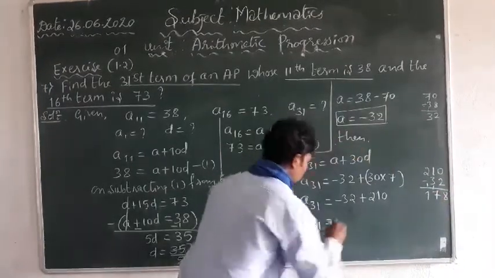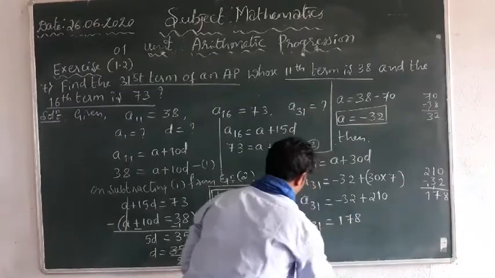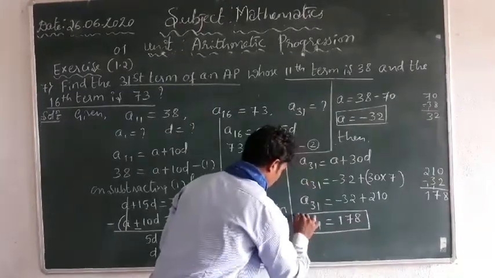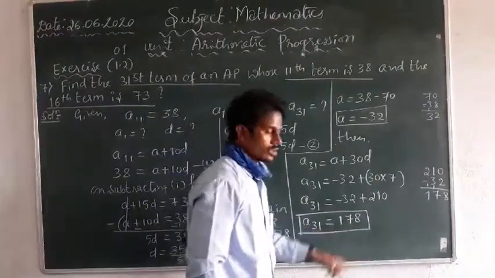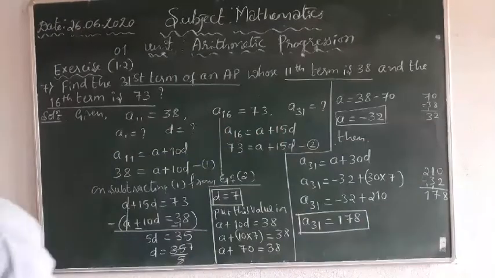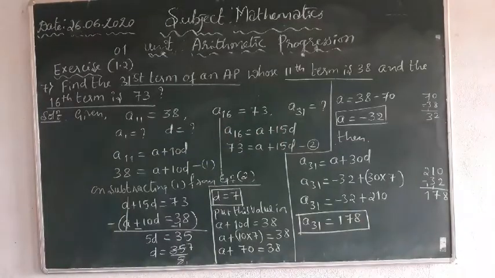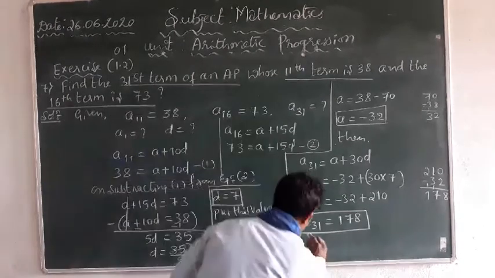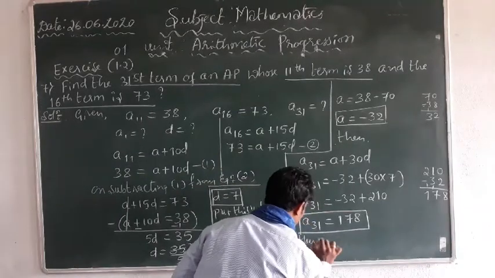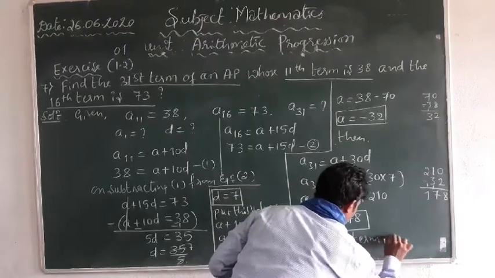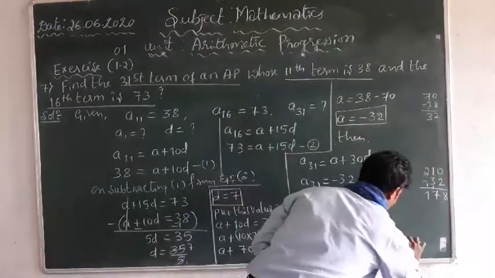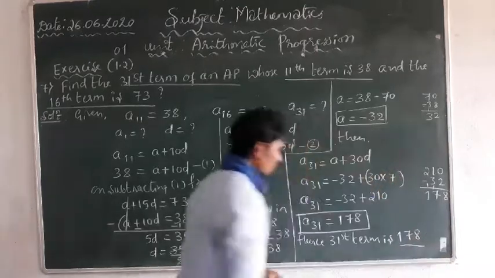210 minus 32 is 178. A31 is equal to 178. Therefore, A31 is equal to 178. Hence, the 31st term is 178.